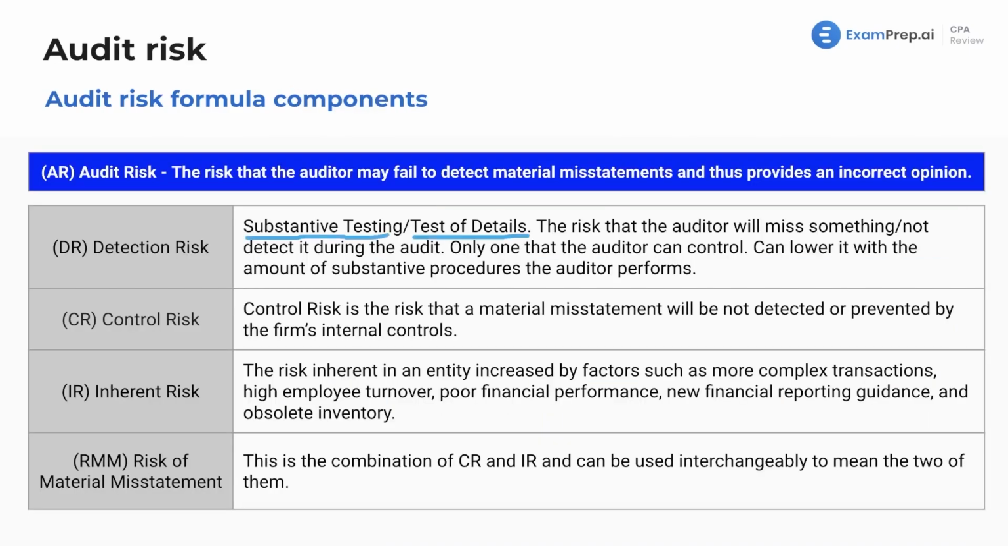Moving back to what we've got here. Lastly, the risk of material misstatement is these two. This is the combination of control risk and inherent risk, and can be used interchangeably to mean the two of them. There you go. All right, just some terms to memorize.